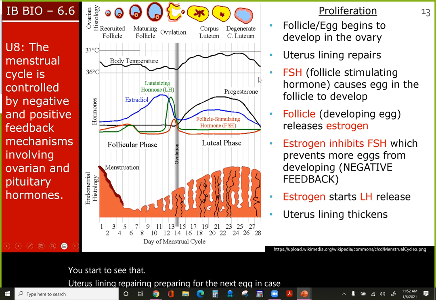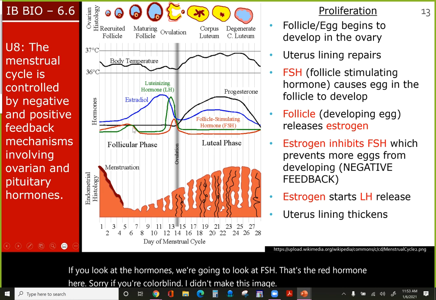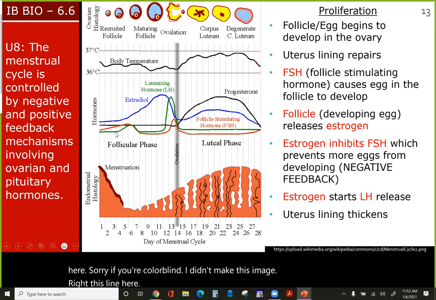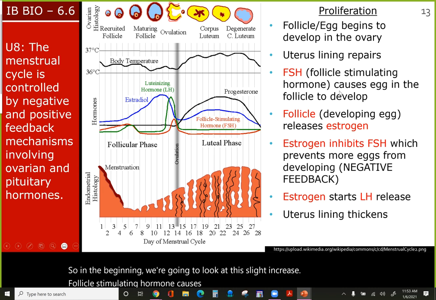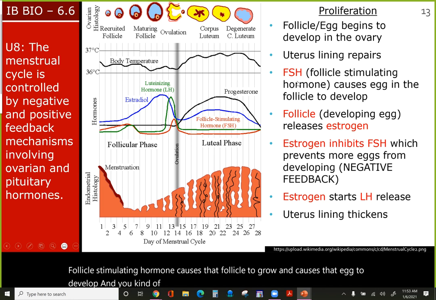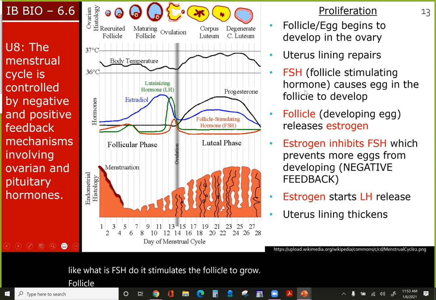If you look at the hormones, we're going to look at FSH. That's the red hormone here. Sorry if you're colorblind, I didn't make this image. It's this line here. In the beginning, we're going to look at this slight increase. Follicle stimulating hormone causes that follicle to grow and causes that egg to develop. It's a dead giveaway. What does FSH do? It stimulates the follicle to grow. Follicle stimulating hormone, it's named for what it does.